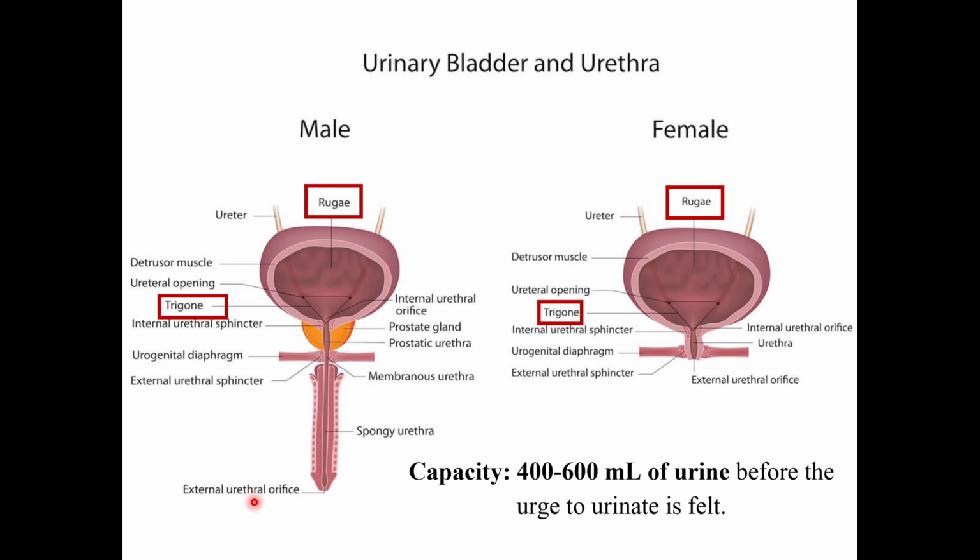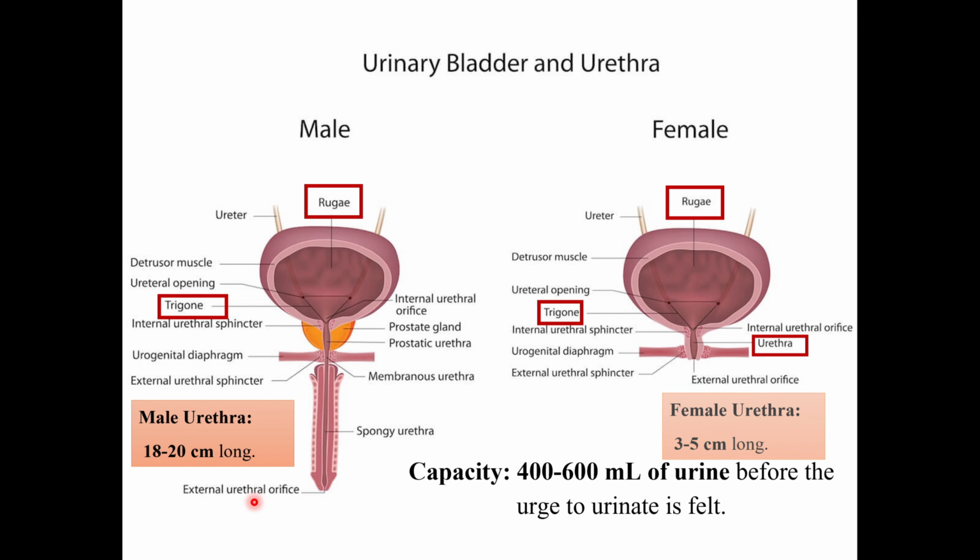The male urethra is about 18 to 20 centimeters long, but this length may differ in some books. The average is around 18 to 25 centimeters, and in some books it is written as 25 centimeters long. The male urethra is divided into three parts: the prostatic urethra, the membranous urethra, and the spongy urethra. The prostatic urethra is the part that passes through the prostate gland.